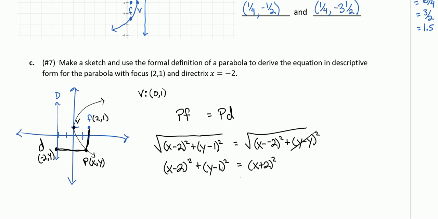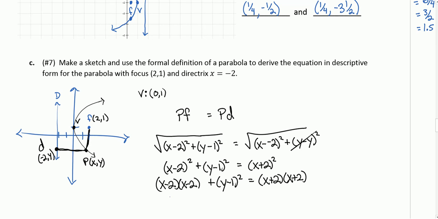Don't multiply out the one that just has one variable because it's not going to cancel out with anything, and it's going to be less work if you leave that in factored form. So we're going to multiply the x minus 2 with itself. We're going to leave y minus 1 squared alone, and we're going to multiply x plus 2 with itself.